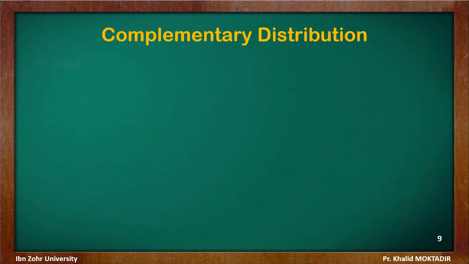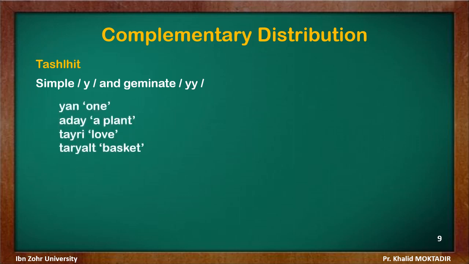Okay, let's look at this example from Tashleit. We compare here the simple form of the glide and the geminate form. Look at the different contexts where each one occurs. Now let's look at the simple form first. That's word initial position. Then, in word final position.